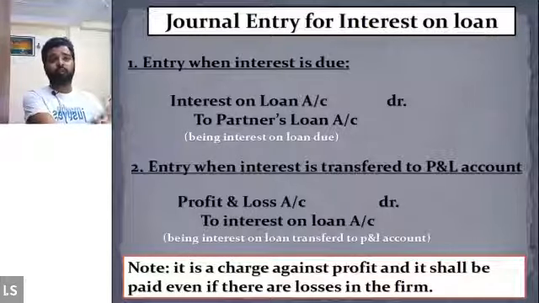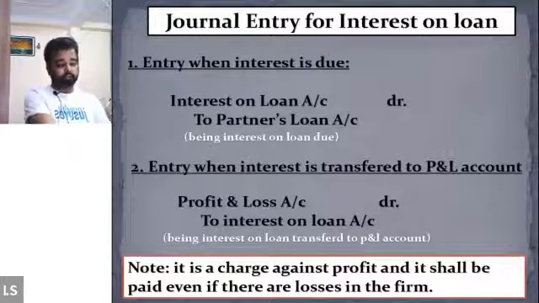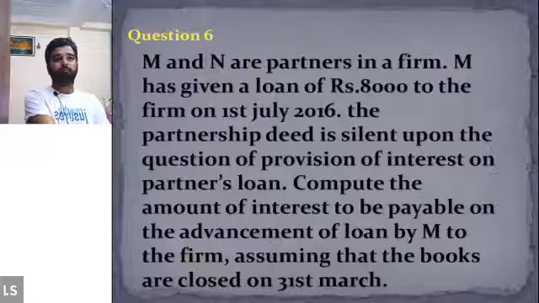Therefore, it is called a charge against the profit. Irrespective of the profitability of the business, we need to pay the interest to the partner. Hope this point is clear to all. I'm moving on to the question.